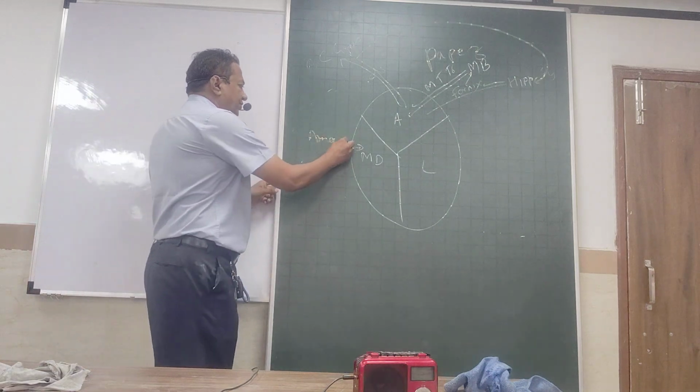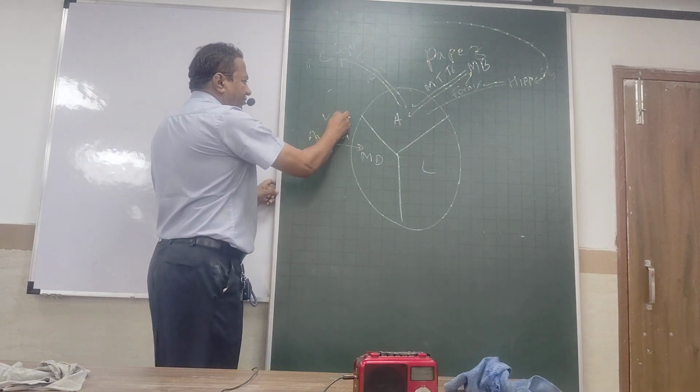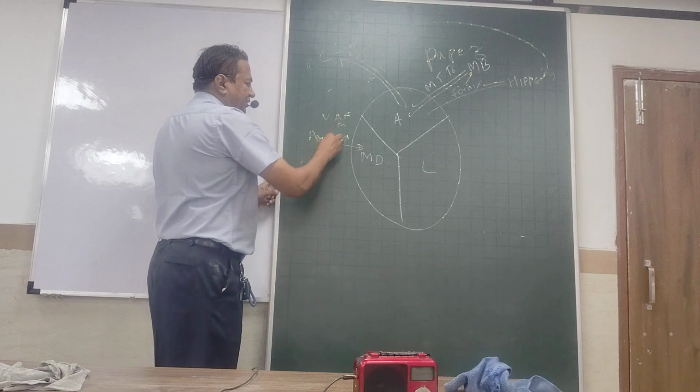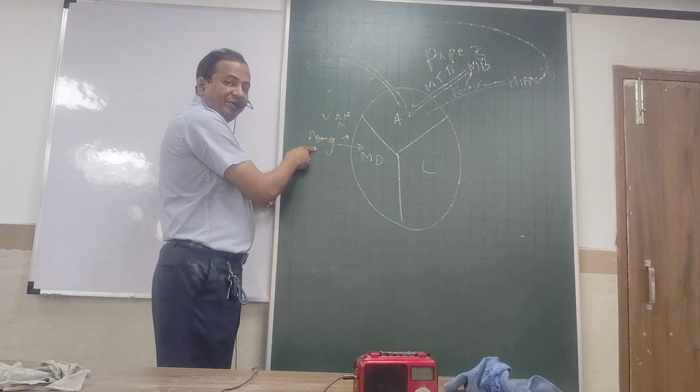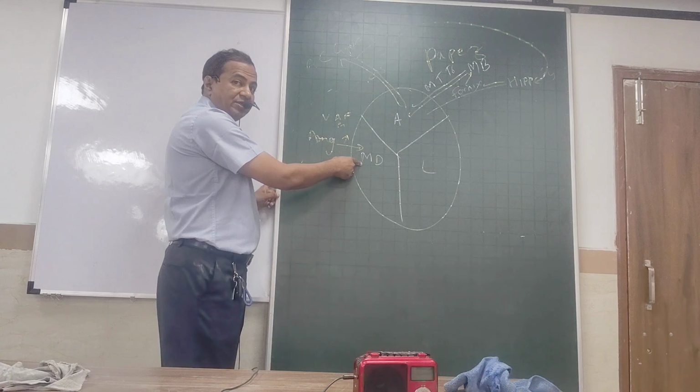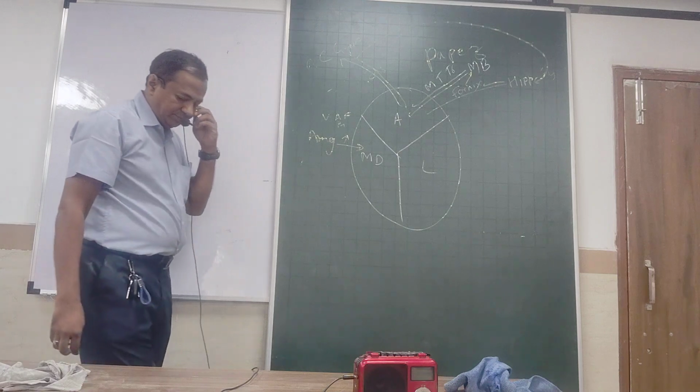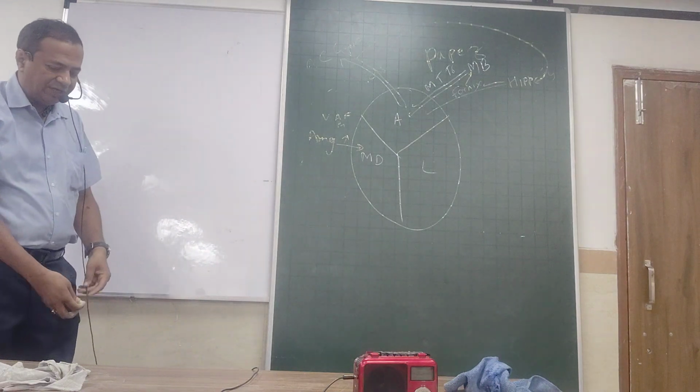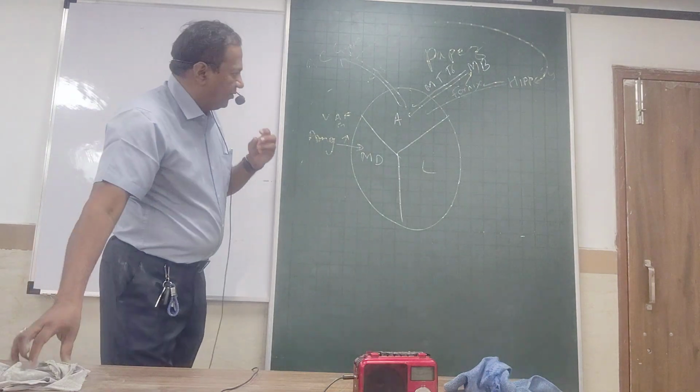Ventral amygdofugal pathway. This is how fibers from amygdaloid nucleus go to medial dorsal nucleus. Okay? And they communicate with each other.